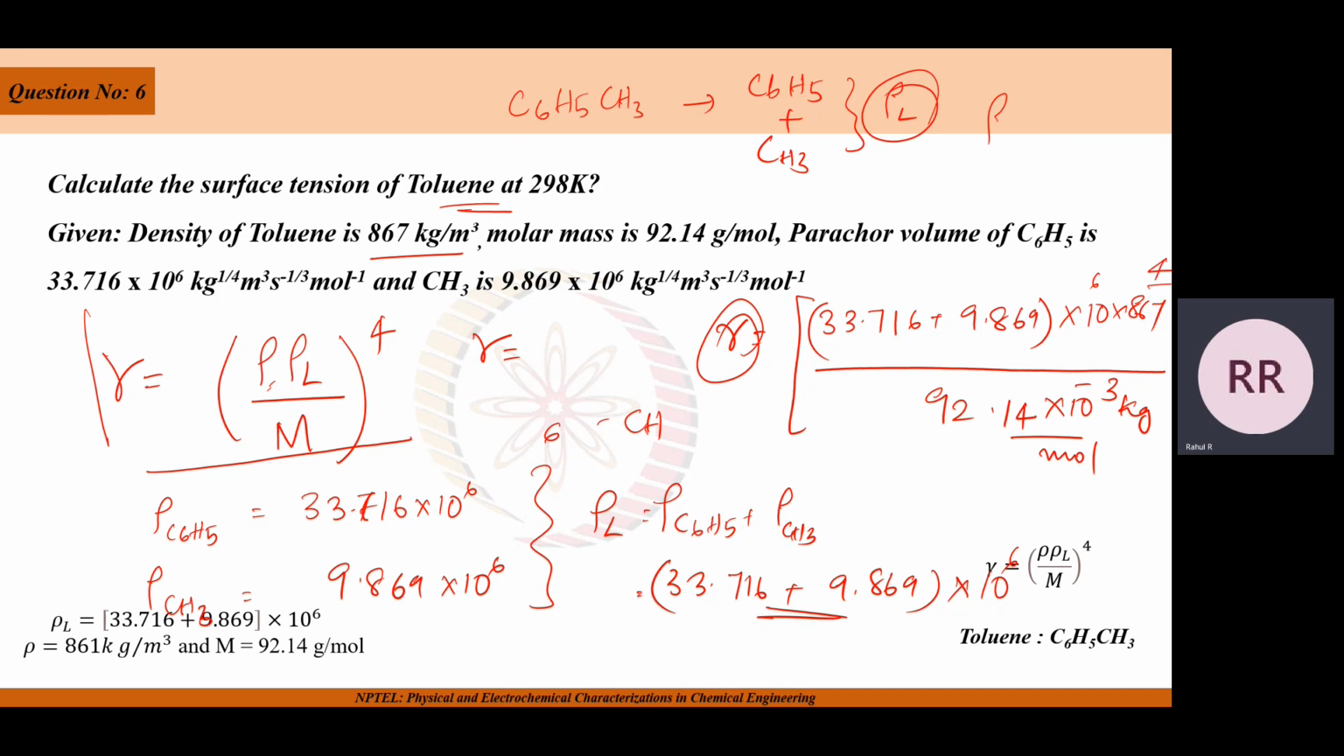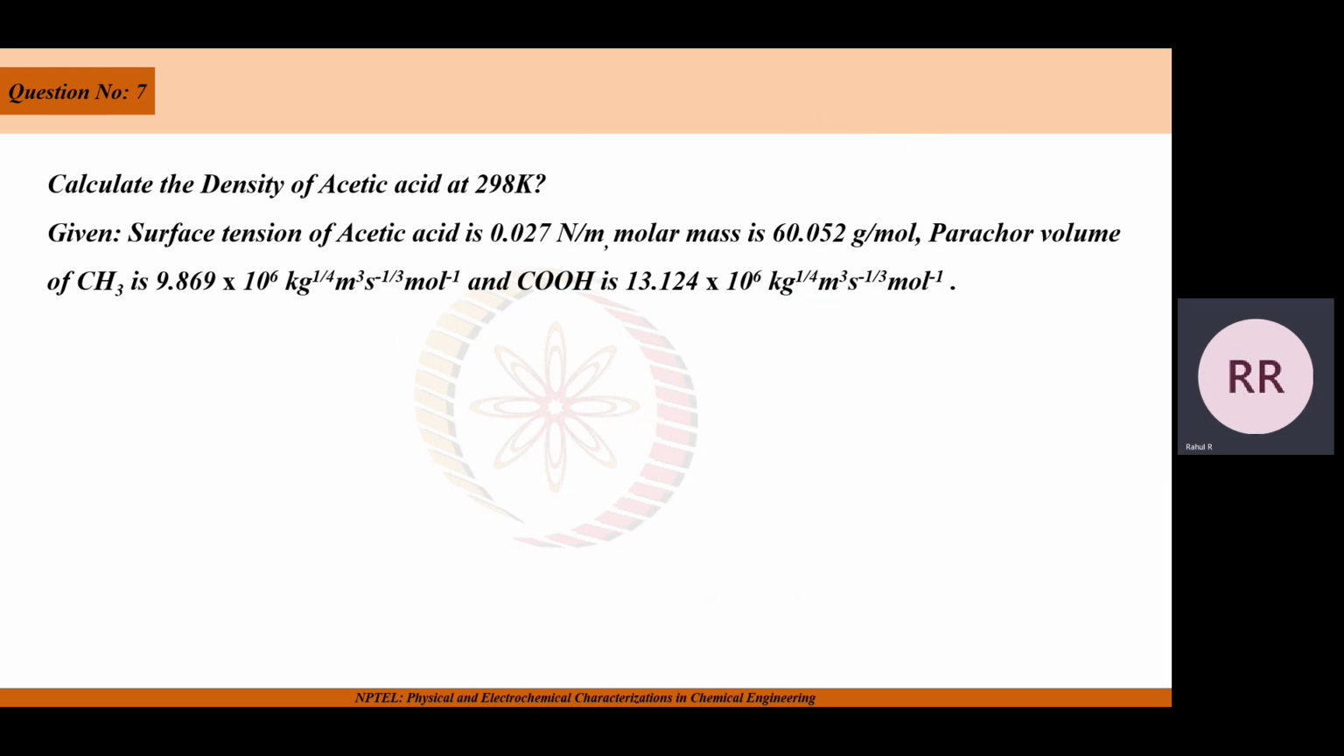Okay. Now let me go to the next question. Calculate the density of acetic acid at 298 Kelvin. You need to be aware that I'm specifying the temperature also, so all these calculations are dependent on temperature. The previous question was to calculate the surface tension. Here the question is to calculate the density.